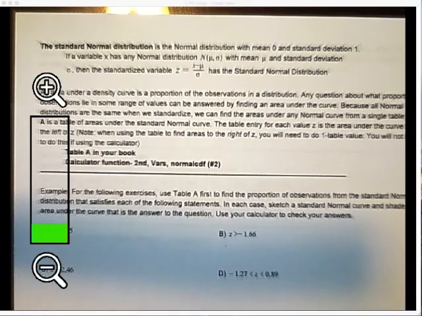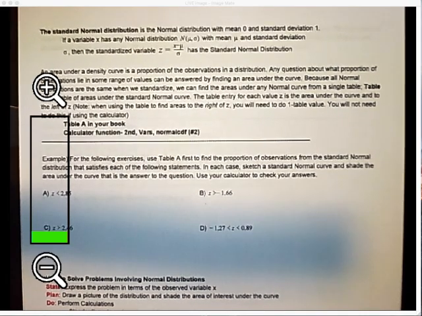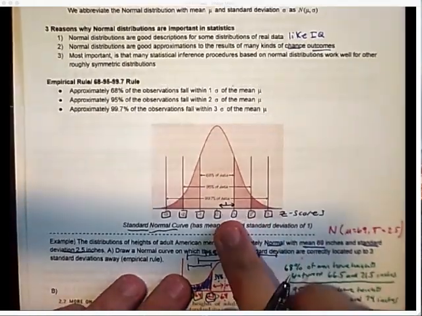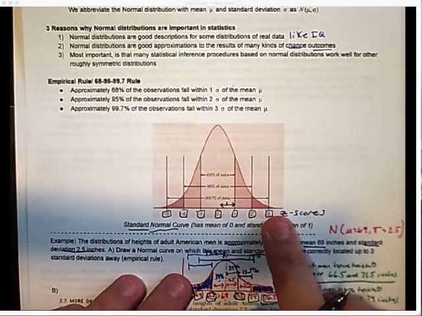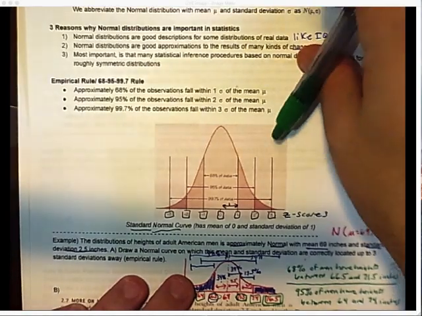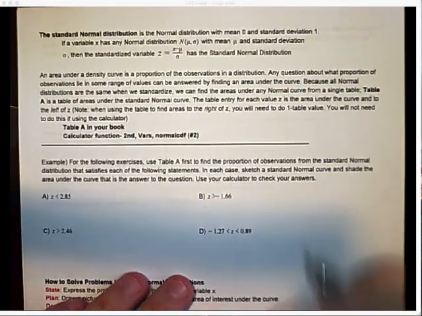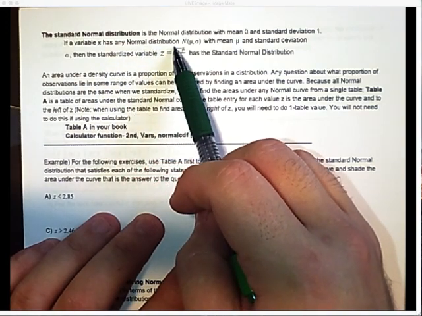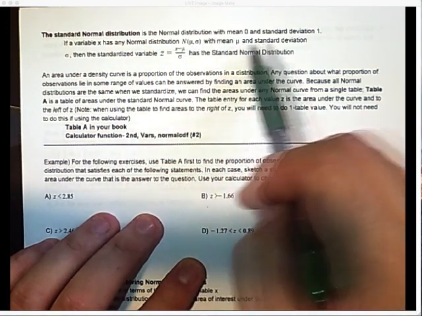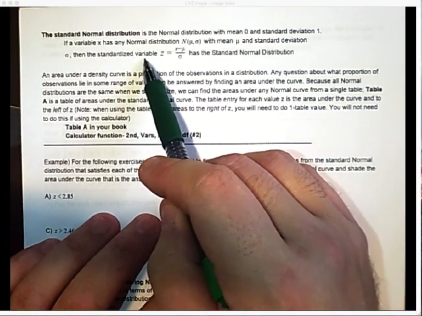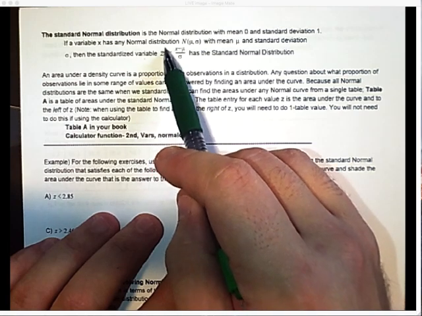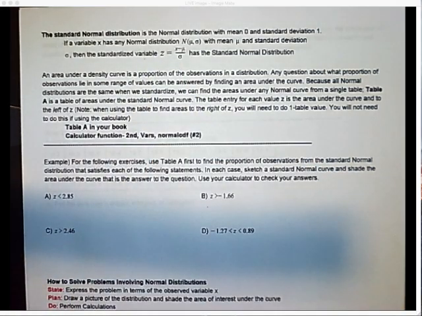All right, so let's keep going here. The standard normal distribution, we talked about what that was. This is an example of the standard normal distribution, where the mean is 0 and the standard deviation is 1. If a variable x has any normal distribution, just like IQ, with mean mu and standard deviation sigma, then we can standardize those numbers by turning the values into z-scores, and then it becomes a standard normal distribution.